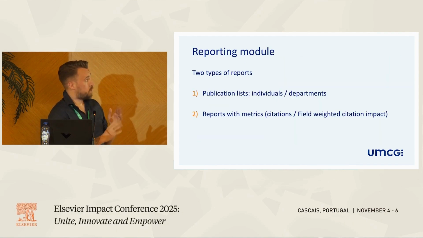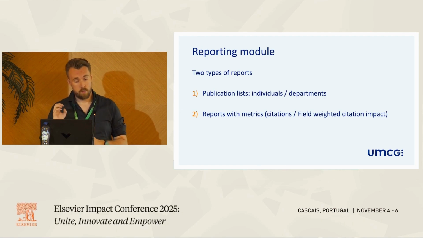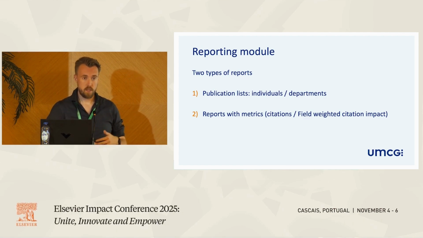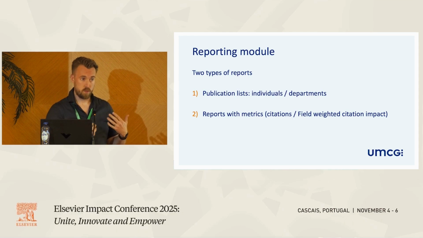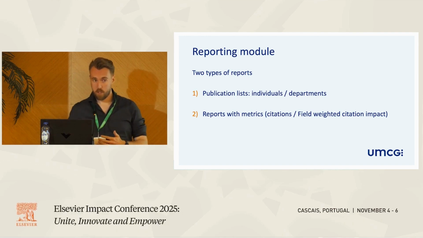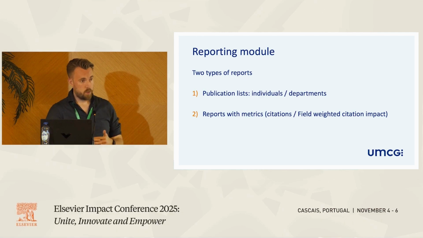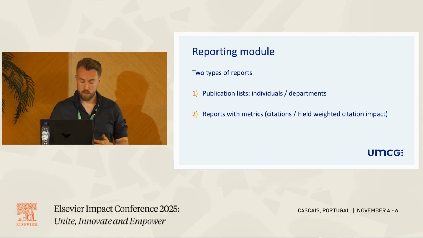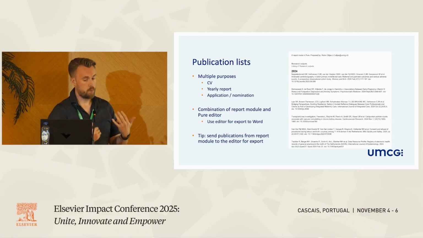I want to go over to the reporting module for what we then do with the data. For the report module, there's a clear distinction of what we do. There is a report that we make, which is basically just publication lists, or we make a report with metrics. Just to give a quick example, for a publication list, well, it's easy, it's just a list of publications. But there are multiple purposes for that.